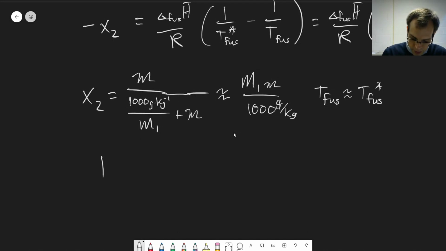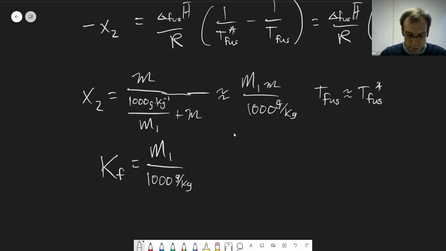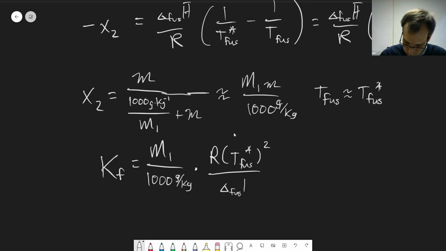This will give us Kf is equal to M1 over 1,000 grams per kilogram times R times T fusion star squared divided by delta H of fusion. If we make all the substitutions, I'm skipping a lot of algebra here, but it comes from the assumptions that we had earlier.